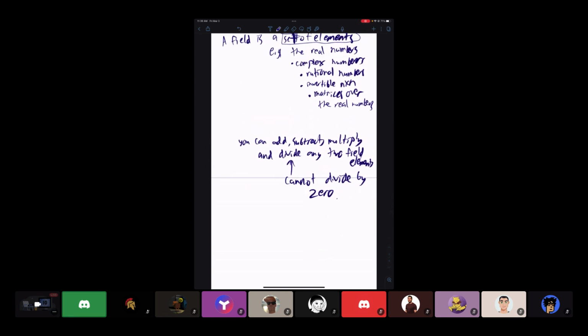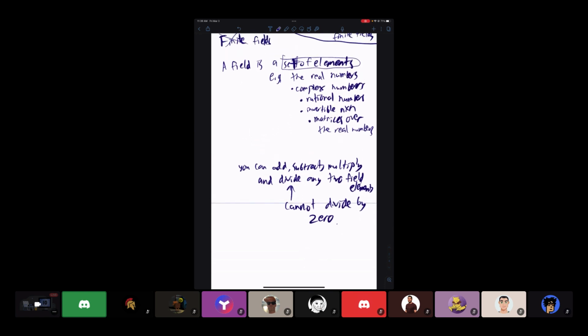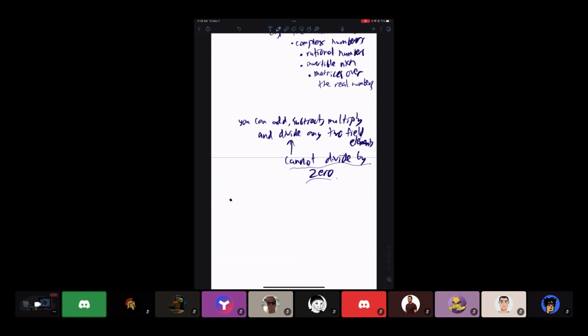So that's it. I could really just stop here and say, hey, a field is any set of elements such that you can add, subtract, multiply, and divide any two field elements, with the caveat that you can't divide by 0. But I think some of you probably would like me to say a little bit more than that, so I will.